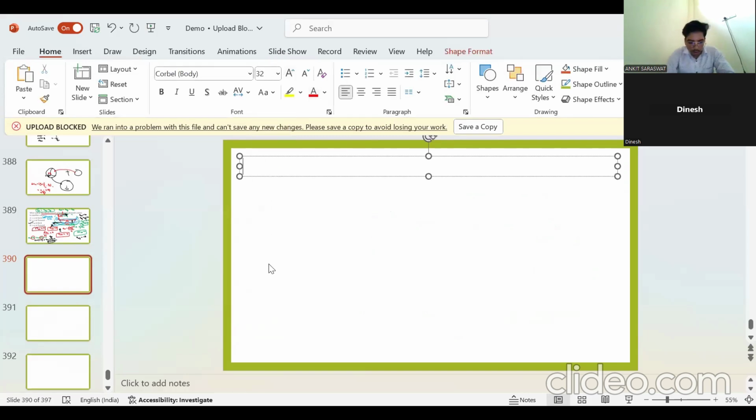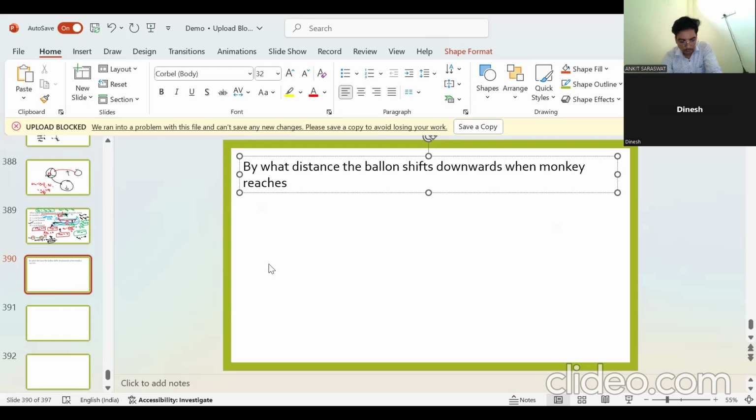Write down. By what distance the balloon shifts downwards when monkey reaches topmost point?